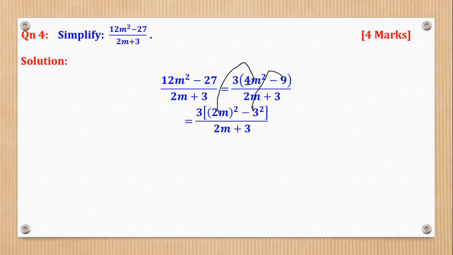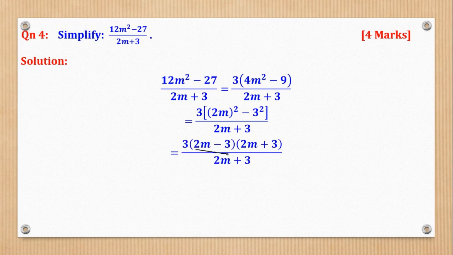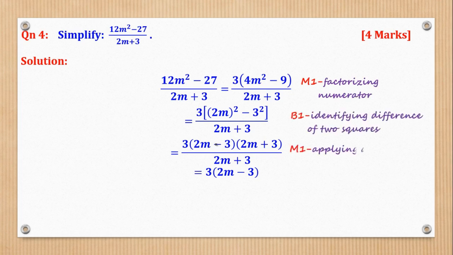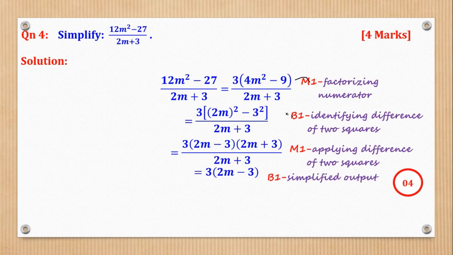The reason why we are doing that is to bring in what we call difference of 2 squares, where there is a sum and a difference expressed as a product. Now this and this cancels and you remain with that. And that's what they wanted. So one was for factorizing, identifying difference of 2 squares, applying difference of 2 squares, and simplified output.